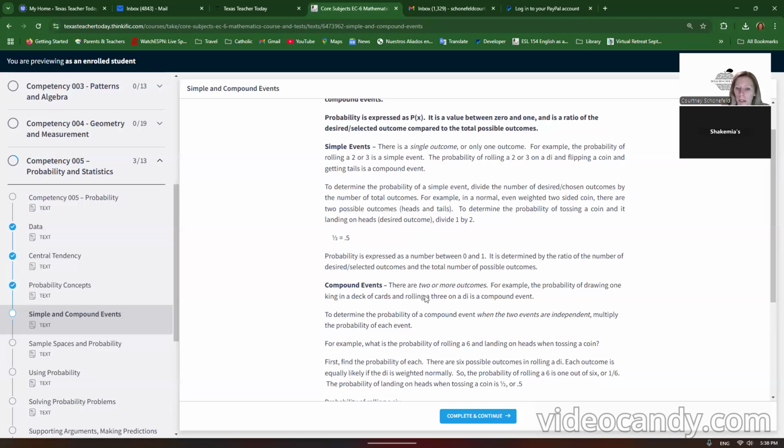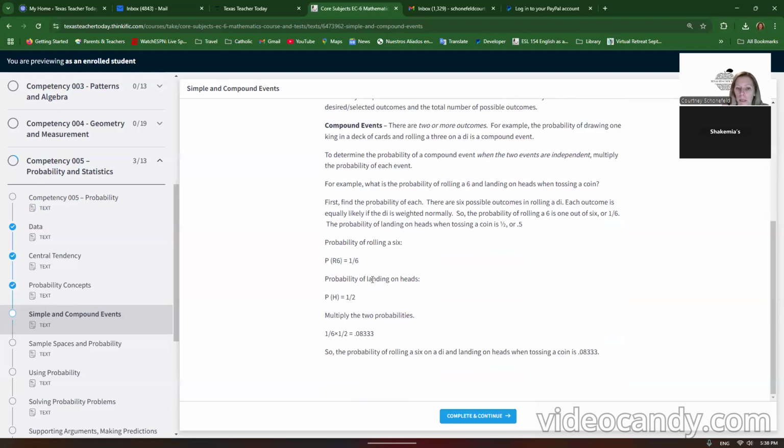But for a compound event, we multiply the probability. So if we want to know the probability of rolling a 6 on a die and landing on heads, we're going to multiply those two probabilities. So we know there's 6 sides on a die. So the probability of getting a 6 is 1 out of 6. The probability of landing on heads, we already said, is 1 out of 2. Then we're going to multiply those and we get 1/12, which is 0.08333. Probability is expressed in a decimal, usually. So that's why I have it as a decimal.